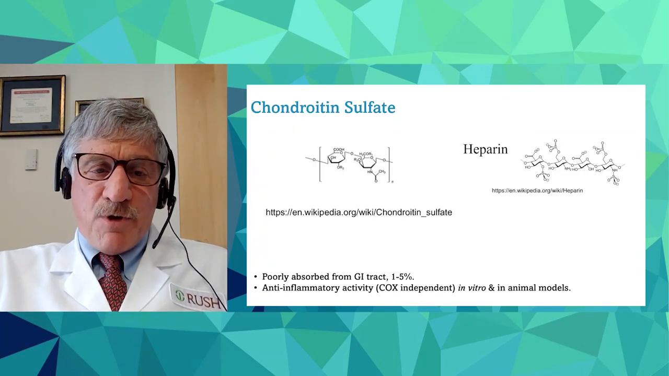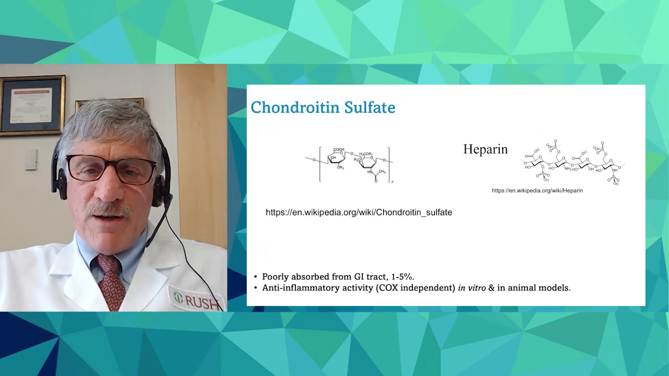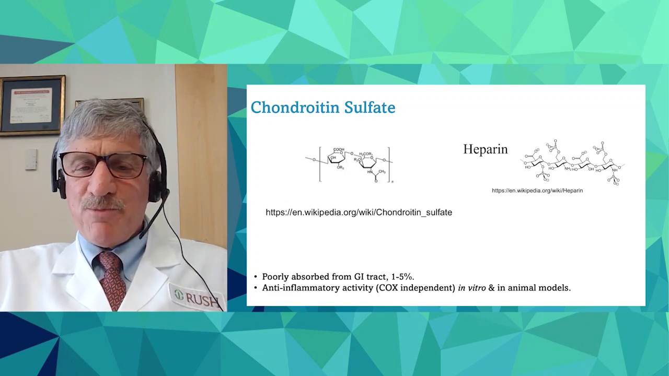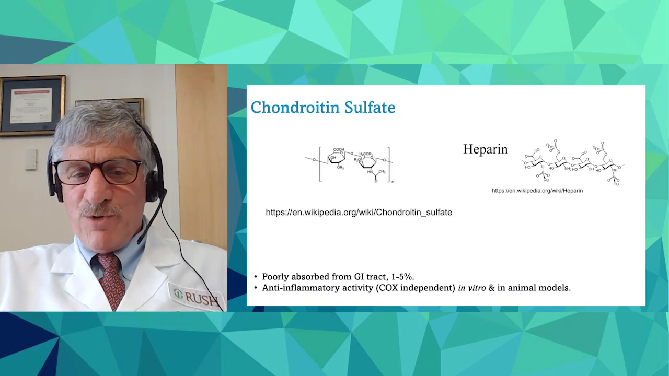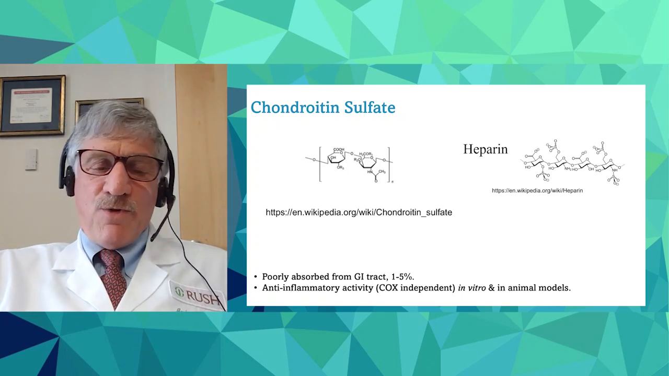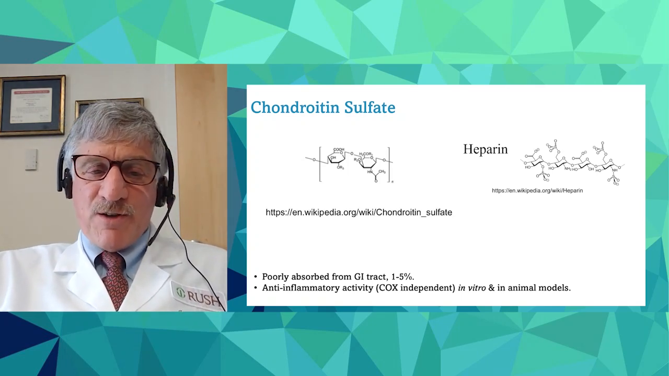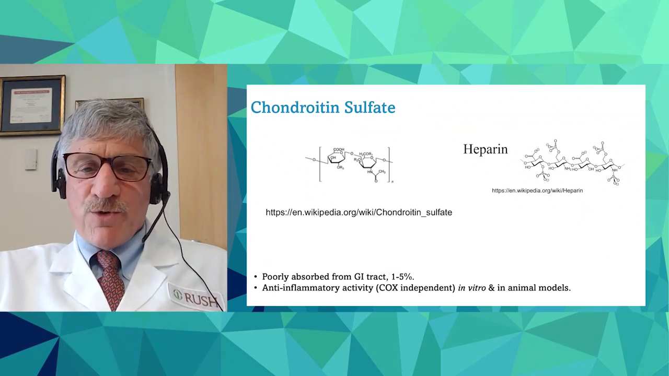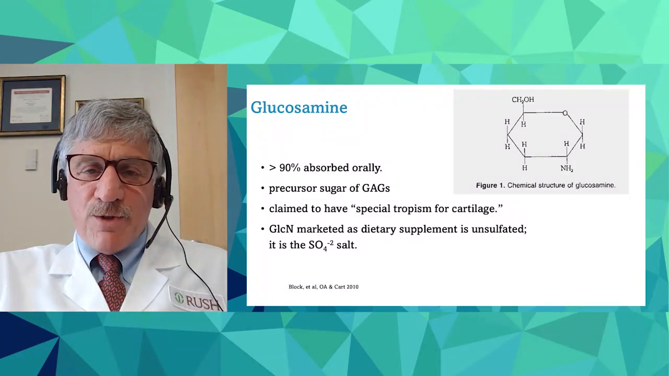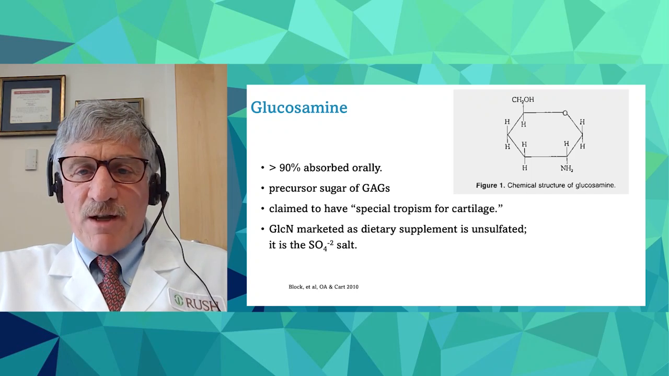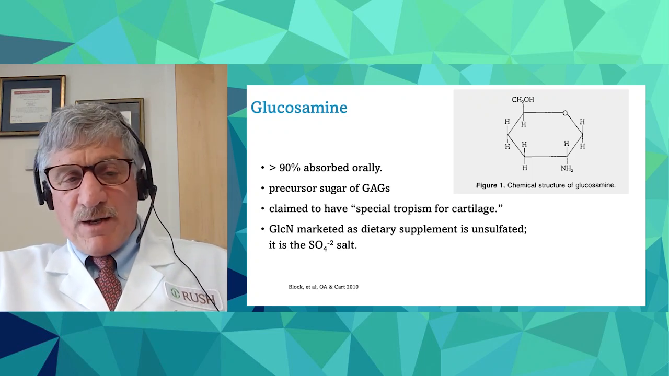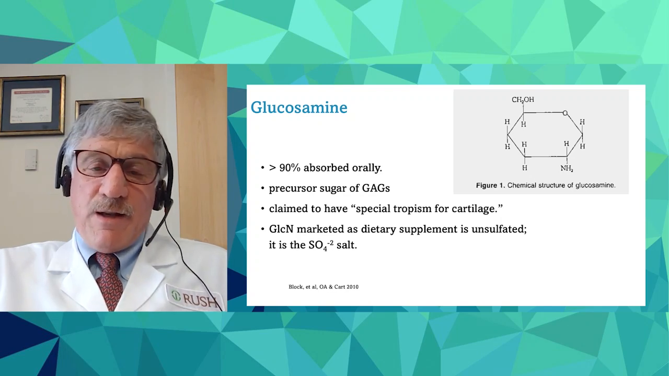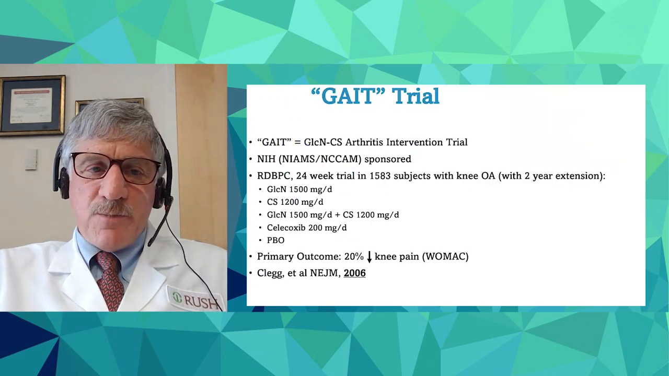Remember that chondroitin is a highly sulfated glycosaminoglycan. It is structurally essentially identical to heparin. And like heparin, which we don't use orally, chondroitin is only absorbed, about 1 to 5% of it is absorbed from the GI tract. And yet, it is used as an oral agent. On the other hand, glucosamine is a simple monosaccharide. It is completely absorbed, and it is a precursor sugar of the glycosaminoglycans, and it is also widely popular.